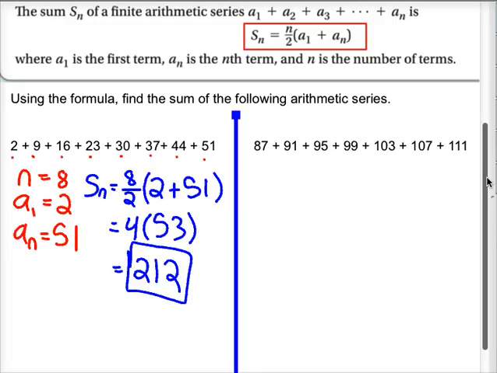So again, let's focus on this next example. So looking at the formula, I need n, I need a1, and I need an. So number of terms, I count 1, 2, 3, 4, 5, 6, 7. So I have 7 terms. My first term is 87. The last term I'm looking at is 111.